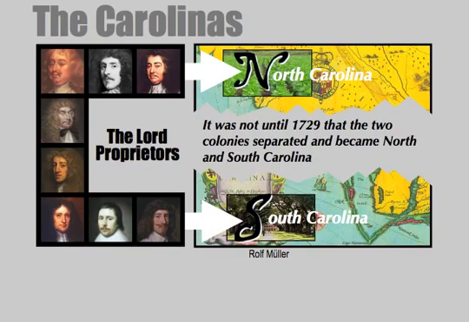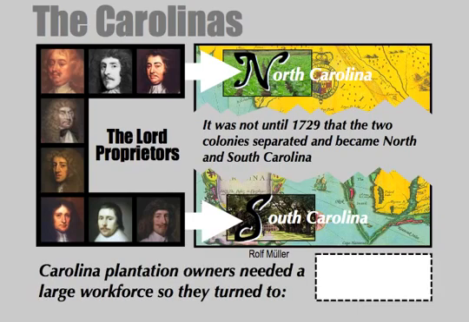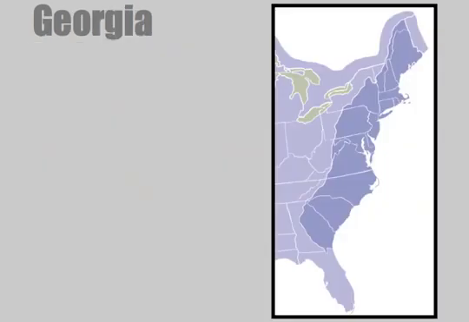But one more thing that we need to talk about that comes out of the Carolinas is that, as we see, especially with these large plantations down in what will become South Carolina, as these plantation owners are moving in, they need a very large workforce for crops that they're planting, like rice, for example. And because of this need for a large workforce, that increasingly causes them to look towards slaves as a source of that labor. All right, one more colony for us to talk about is the colony of Georgia.